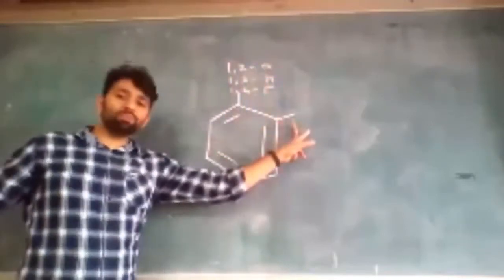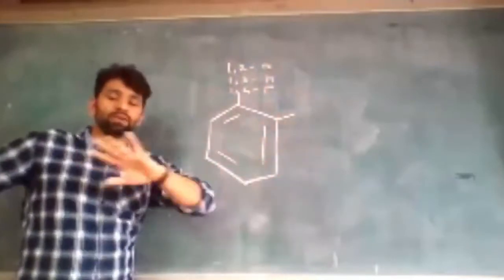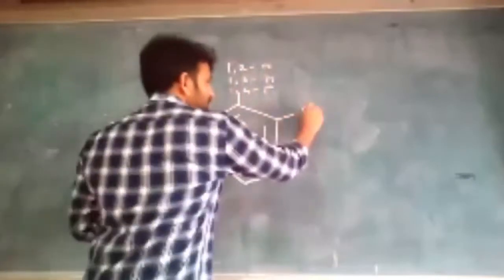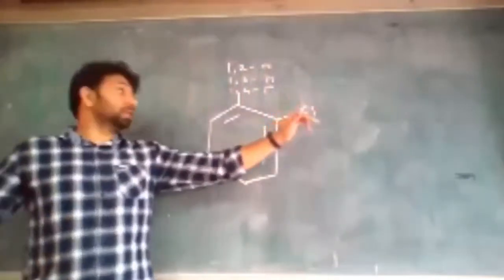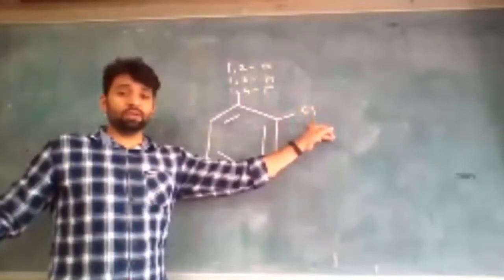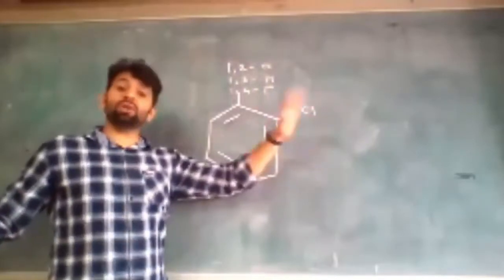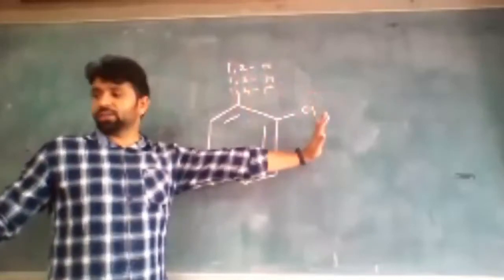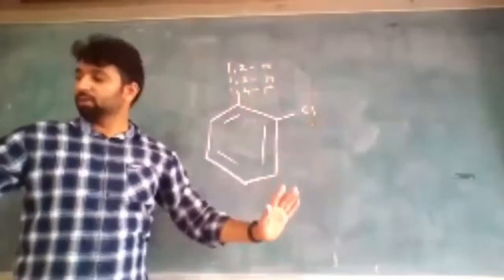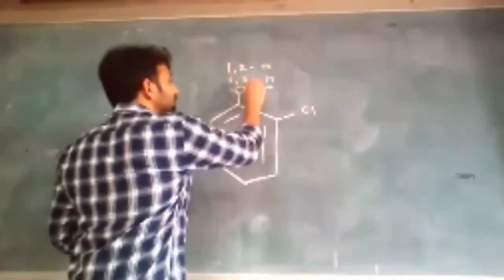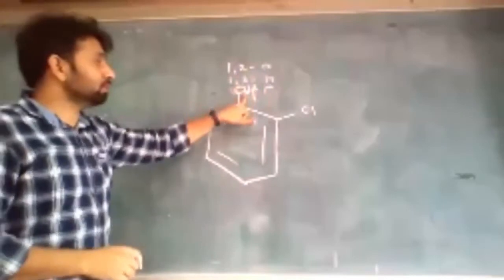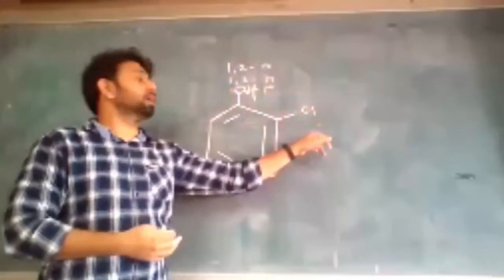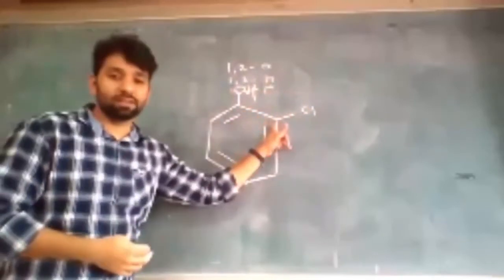If only one position is there, you cannot apply ortho, meta, para. For example, if there is a Cl, you can't call it orthochloro. This is 1-chloro, or simply chlorobenzene. It is simple. But if an OH group is present and at the second position we are attaching Cl, then which position is it?